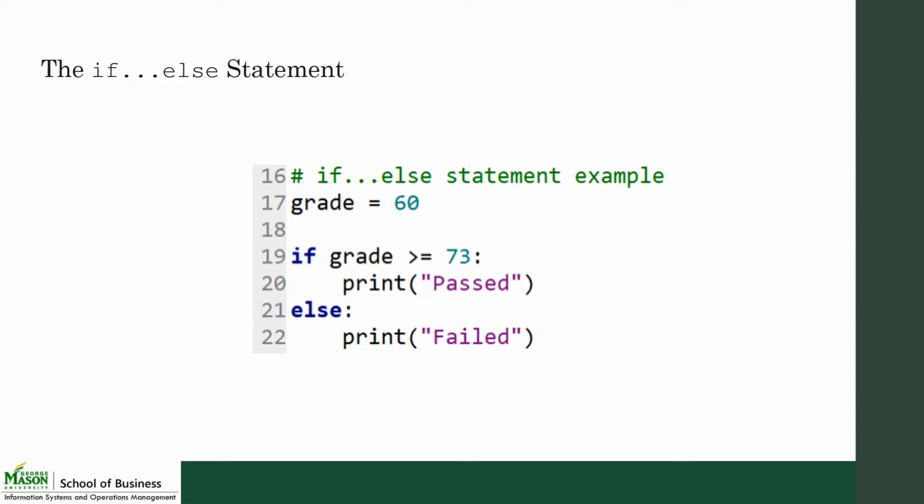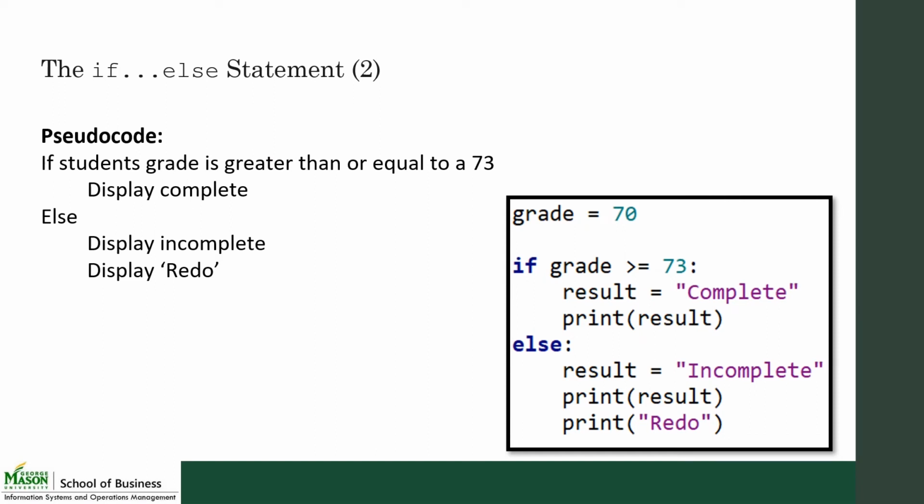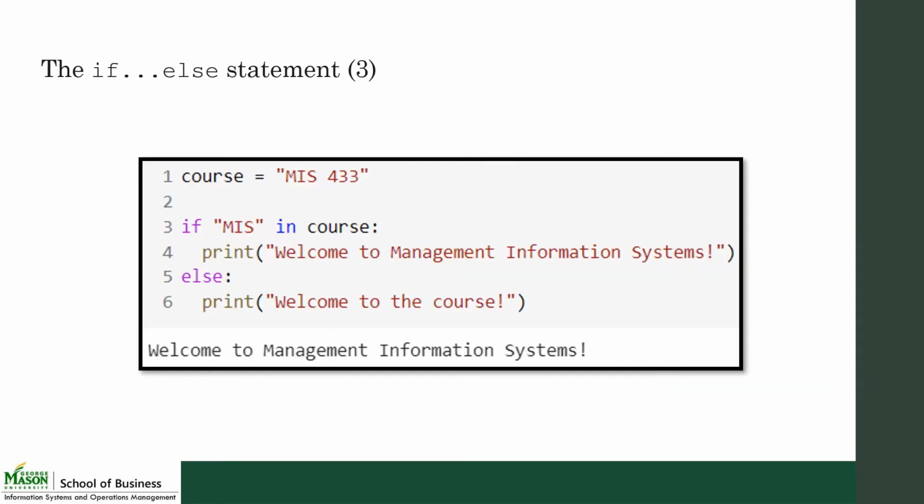You can guess what the output in this code would be. Here's another example of an if-else statement along with its pseudocode. Pseudocode is a way to describe how to code the algorithm in English terms. The structure of the pseudocode could help you get an idea of what to code and what would need to be indented as well.